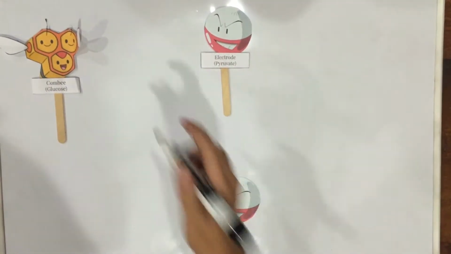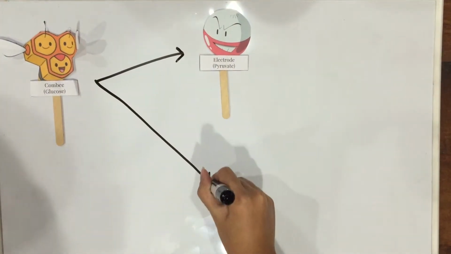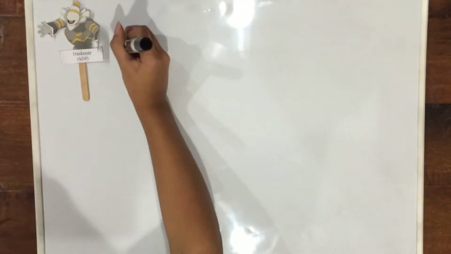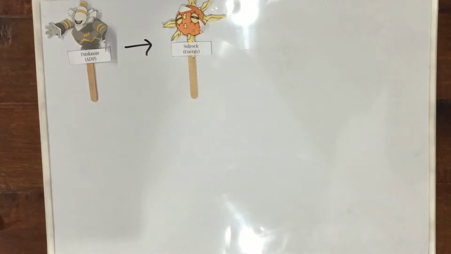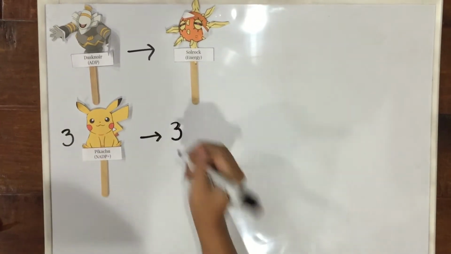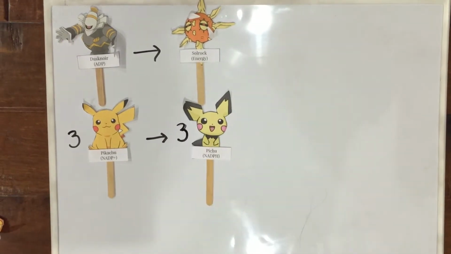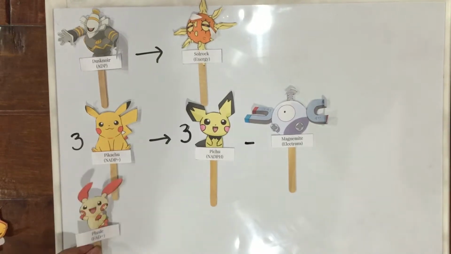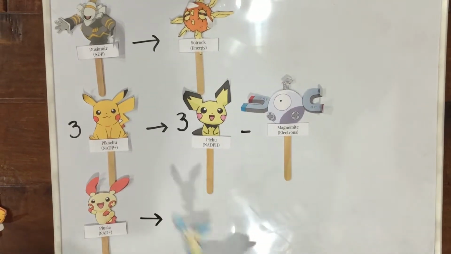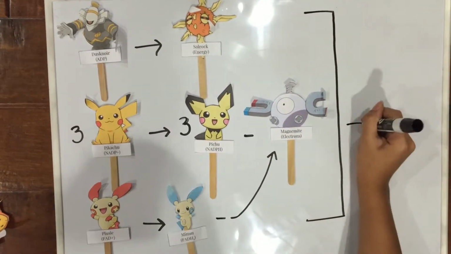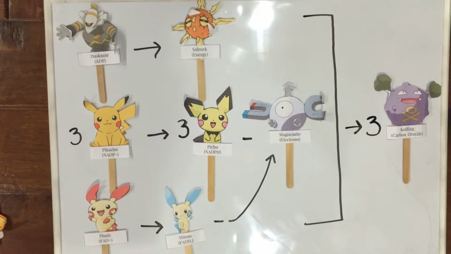So from Combee, you get 2 Electrode, and from each Electrode, there's 1 Muk. So in total, you have 2 Muk present. The Krebs cycle then happens twice, and during that process, Duskull becomes Solrock, and 3 Pikachu become 3 Pichu since they lose Magnemites. And Plusle becomes Minun since it gives off a Magnemite as well. From this process, then 3 Koffing are released.